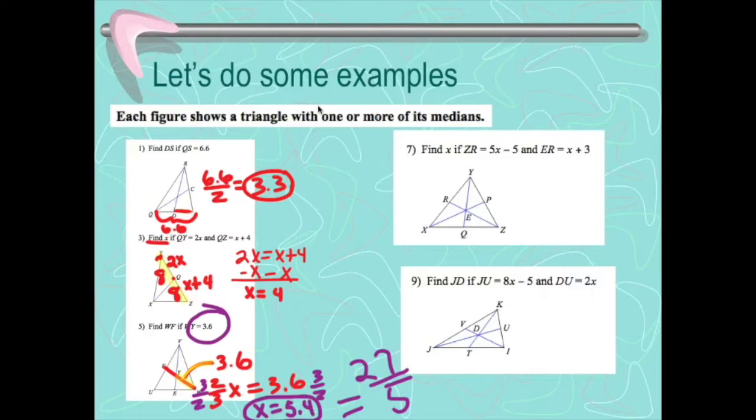Number 7 asks us to find x. ZR, which is the whole thing, they're telling us the whole thing is 5x minus 5. And I'm going to change colors. Then they're telling us that ER, which is this little portion right there, is x plus 3.